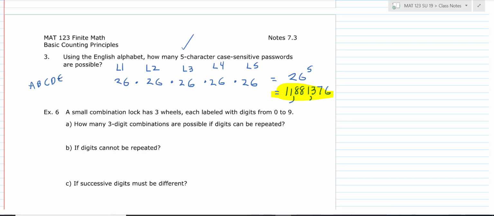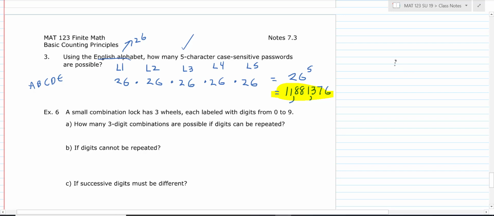Well, the idea is there's 26 letters in the English alphabet. So we would just do 26 and multiply that out 5 times. That's the same as 26 to the 5th power. Now, this one I did on my calculator. So I got 11,881,376 ways to come up with a combination lock.